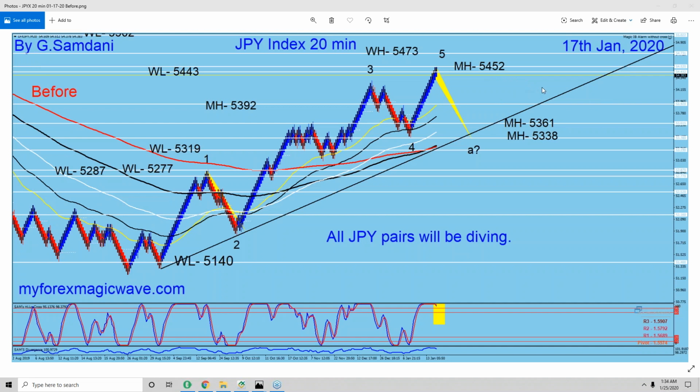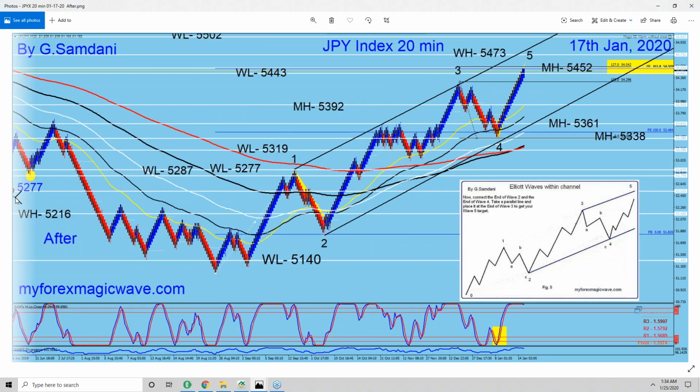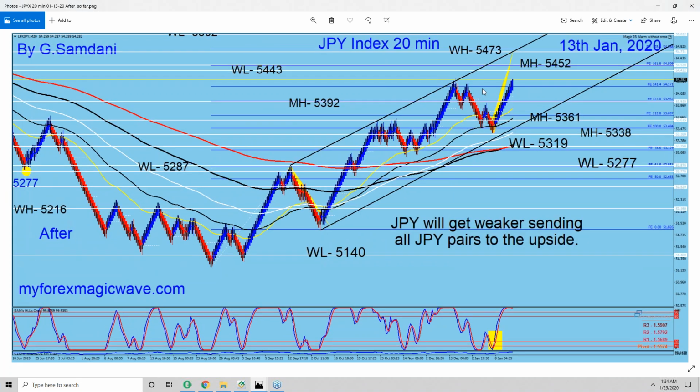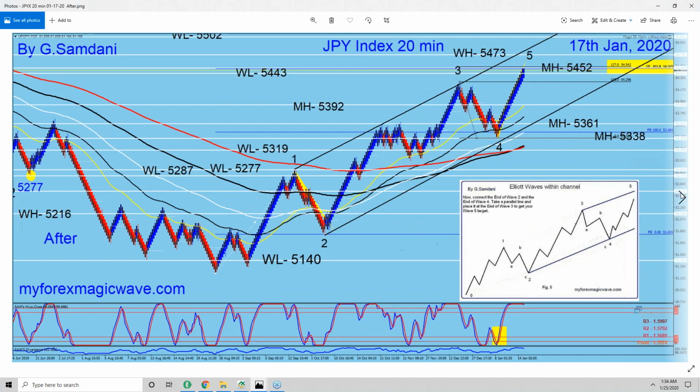So I'm making this small video about the yen index chart, which I showed earlier. Let me go back a little bit more on this one. For example, here, this is the one I made on the 13th, and I said the yen pairs get weaker, sending all yen pairs to the upside. So the target was this area here. And this is what happened to this chart.